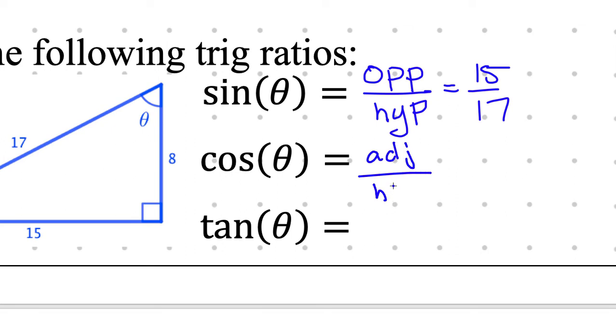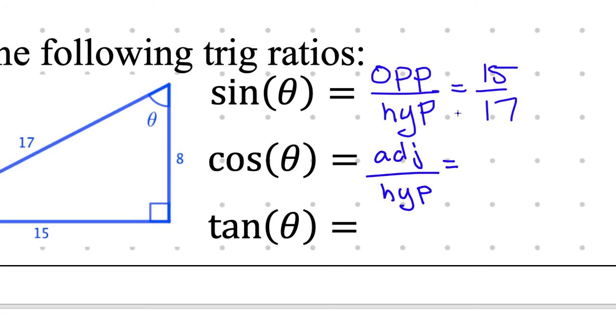Say it one more time. Hypotenuse. There it is. Hypotenuse. And then someone else, what is the adjacent? What is the hypotenuse? What is our fraction, Jose? 8 over 17. Again, whenever I'm talking about a trig function, I'm just talking about a fraction, a ratio.